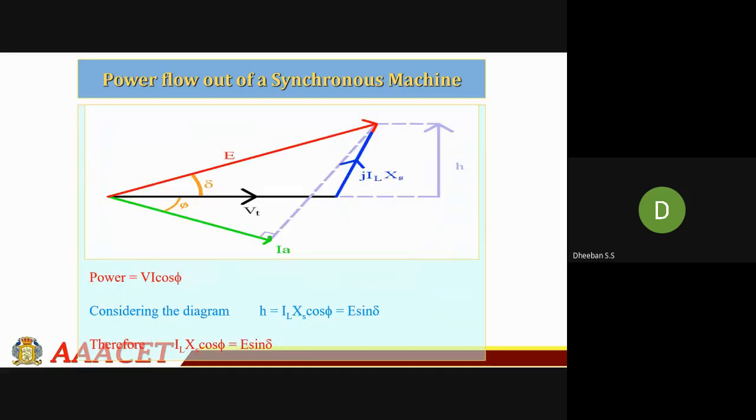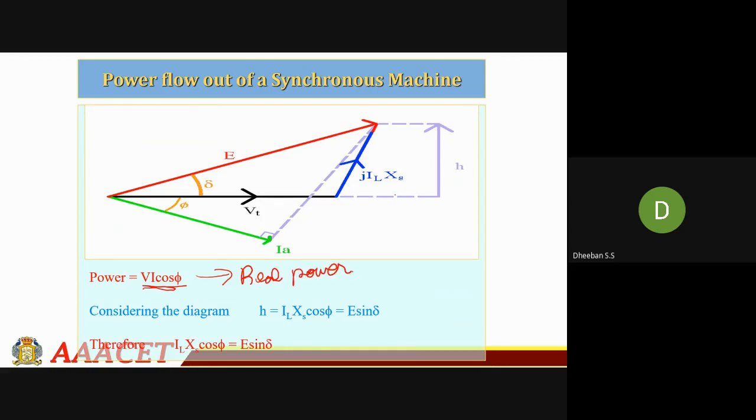Moving on, power flow out of a synchronous machine. This is a continuation of the previous one. Here you can take the excitation part, that is your power, which is generally given by VA cos phi. This corresponds to a real power.